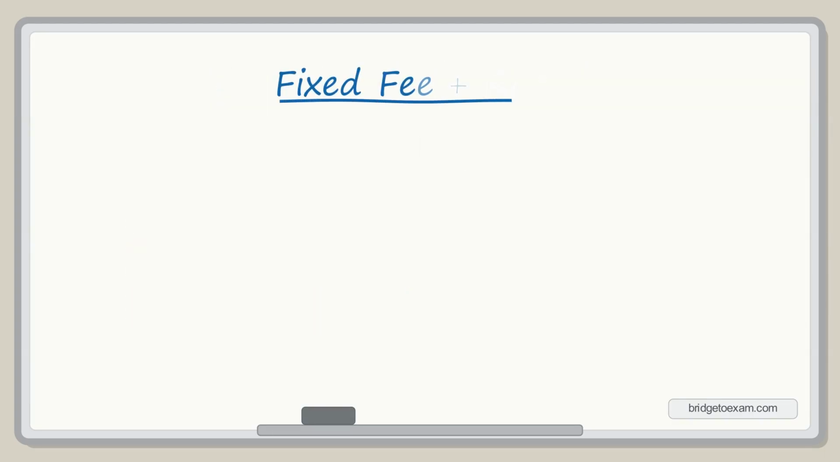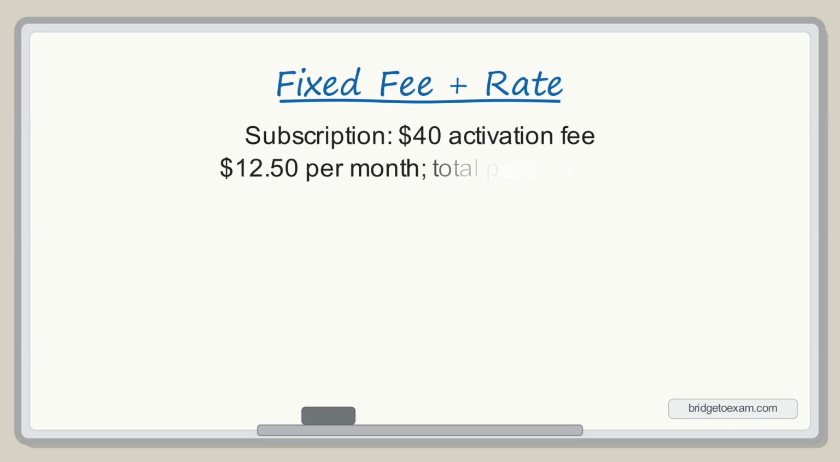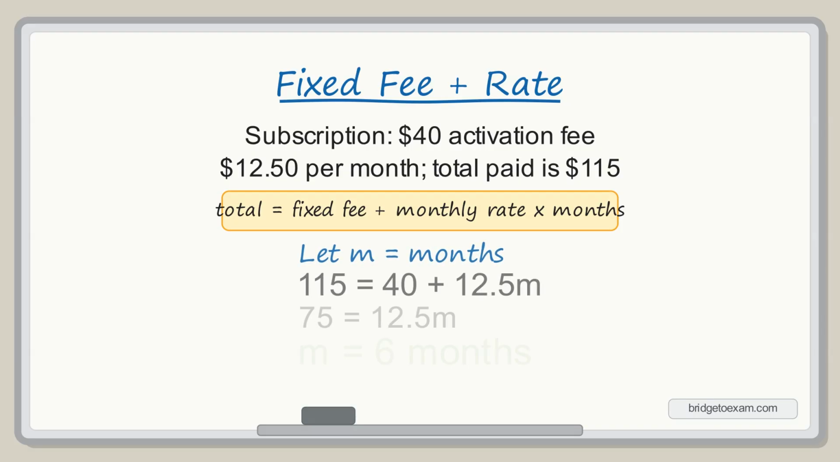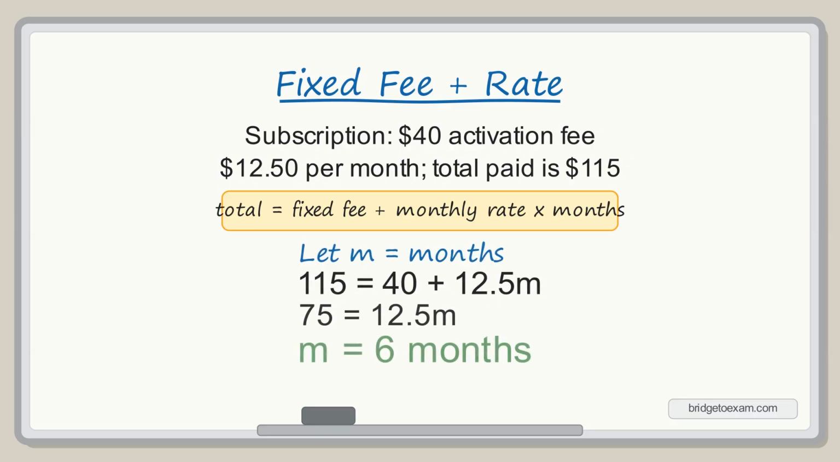For fixed fee plus rate problems, separate the one-time charge from the repeated charge. Let M be the number of months. Total equals activation fee plus monthly rate times months. So 115 equals 40 plus 12.5 times M, and M equals 6 months.